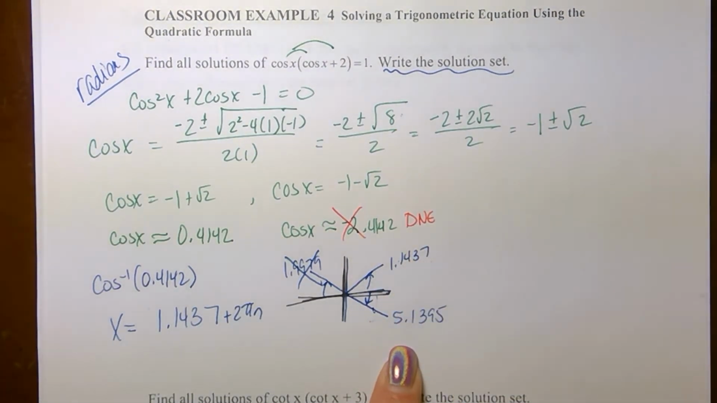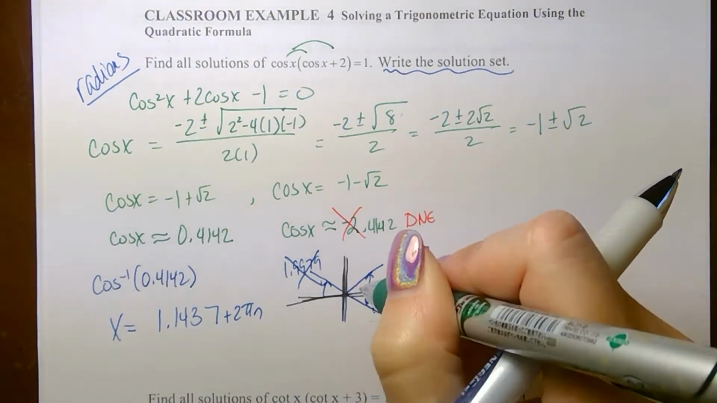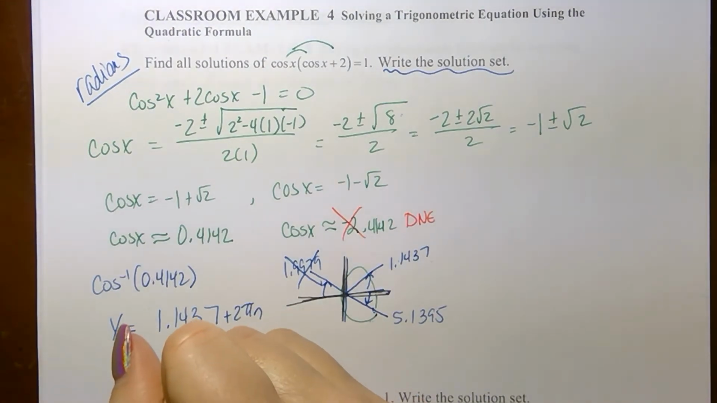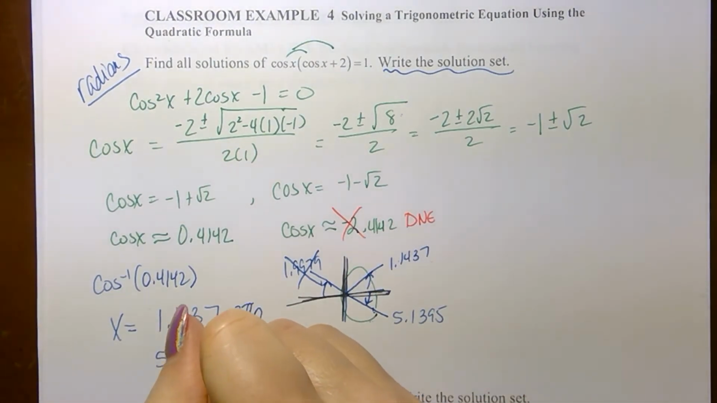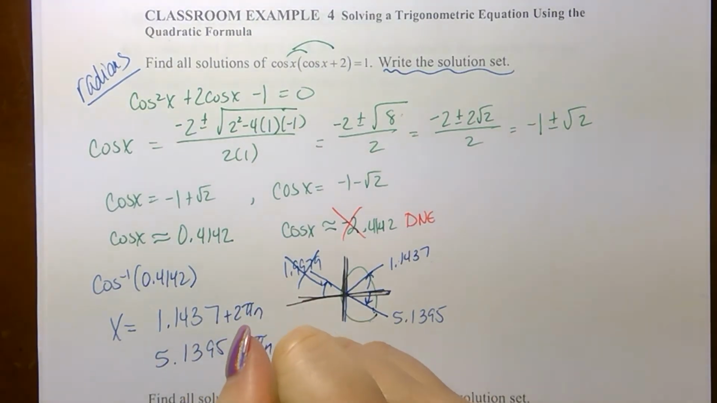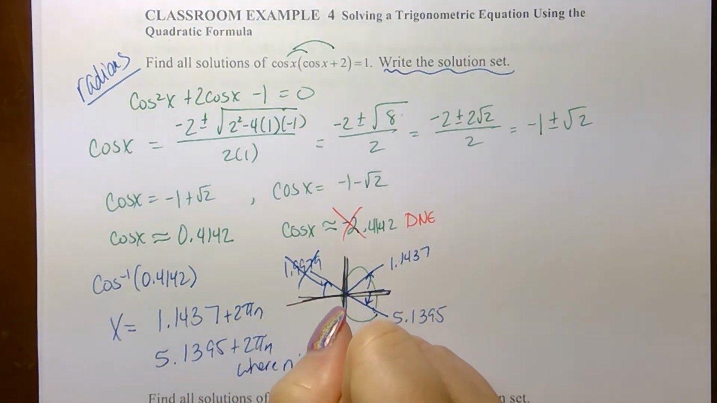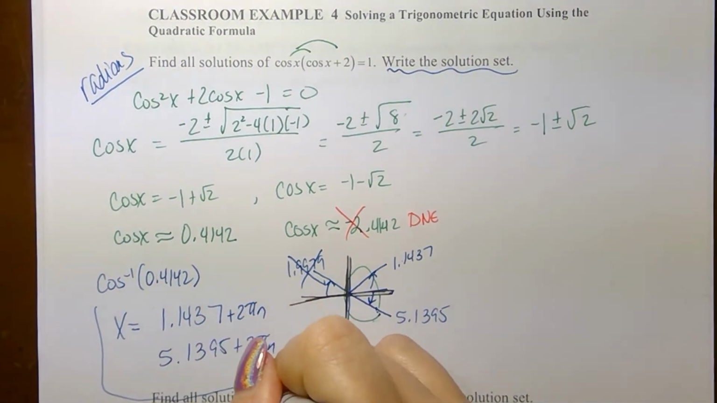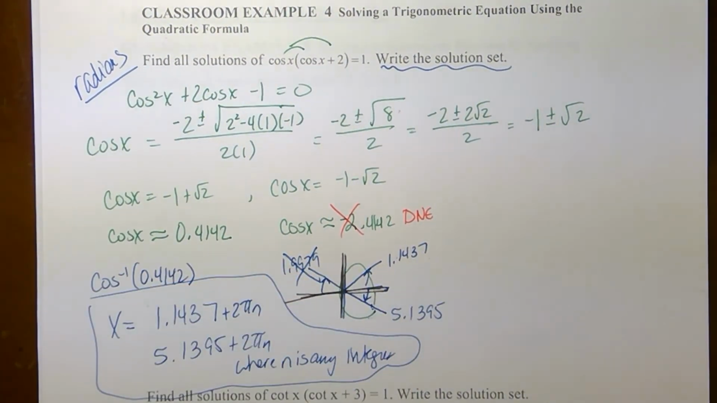5.1395. This radian value is the angle in quadrant 4, where if I rotate and keep coming back here, I have another set of solutions. So, 5.1395 plus 2 pi n. And both of these where n is any integer. That is my all solutions set. And I'm not asked to do an interval, so we're going to stop there.